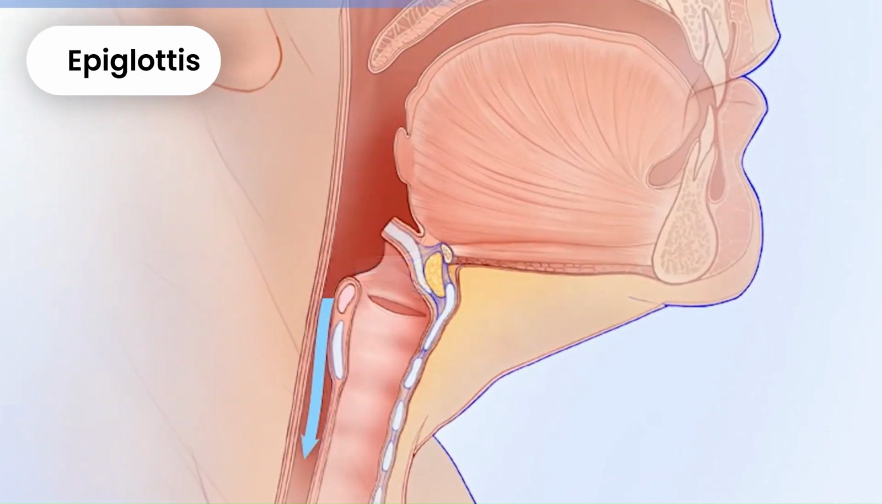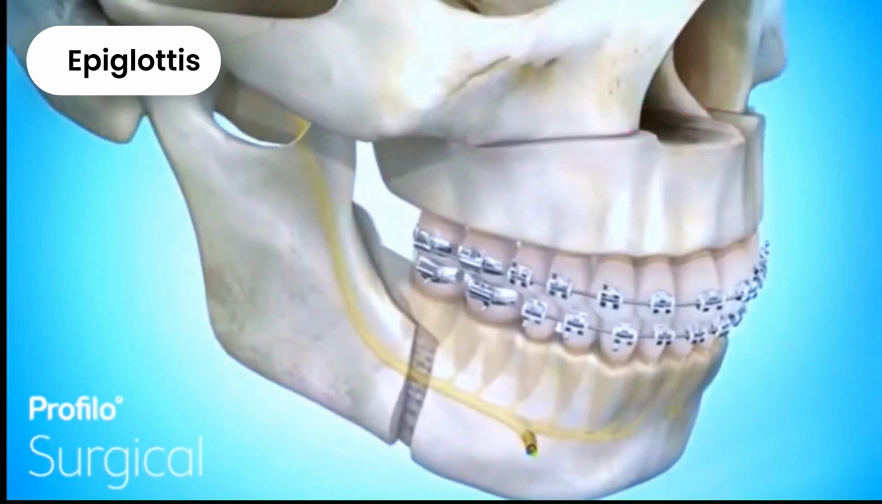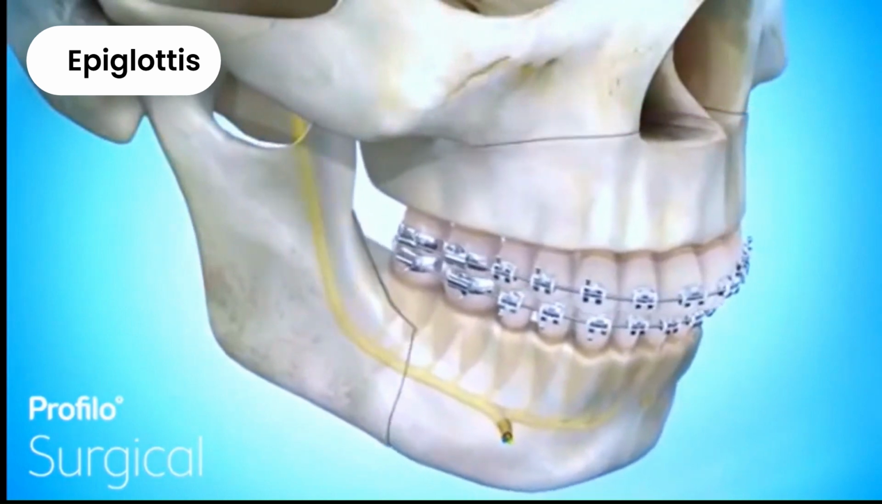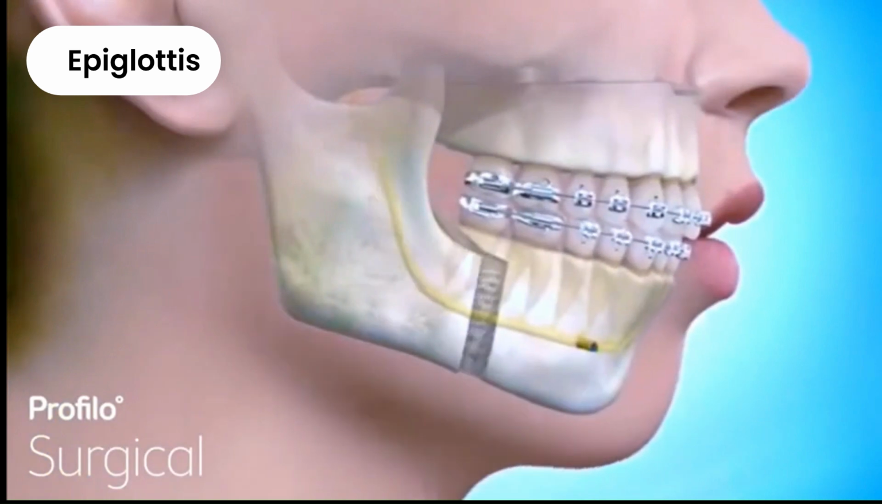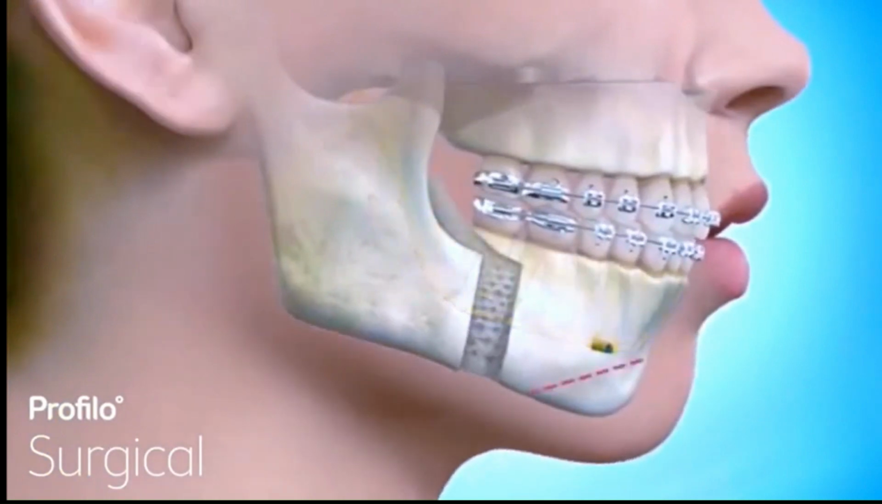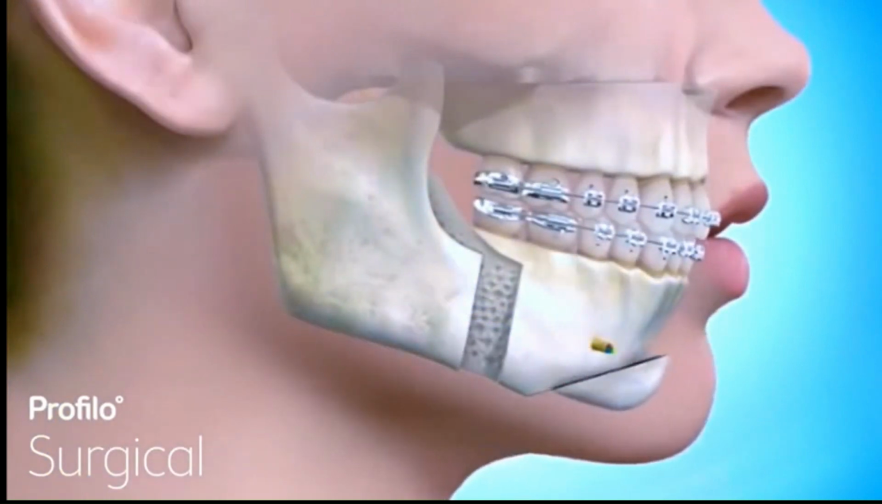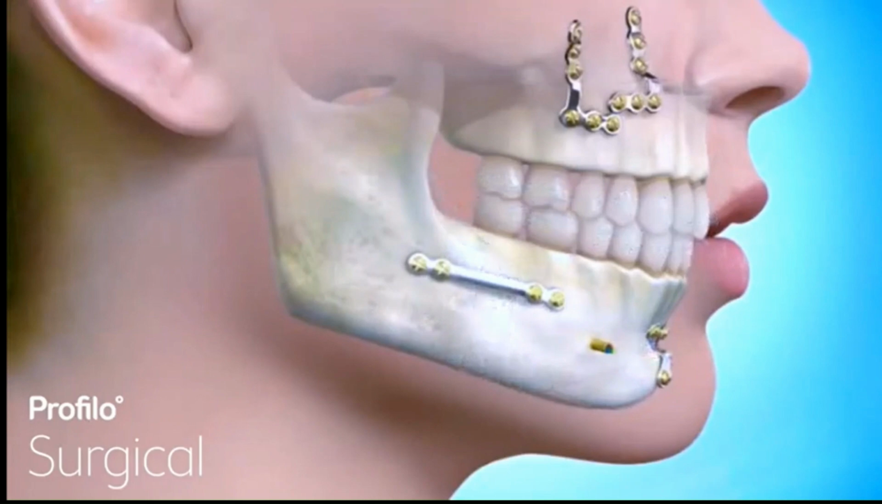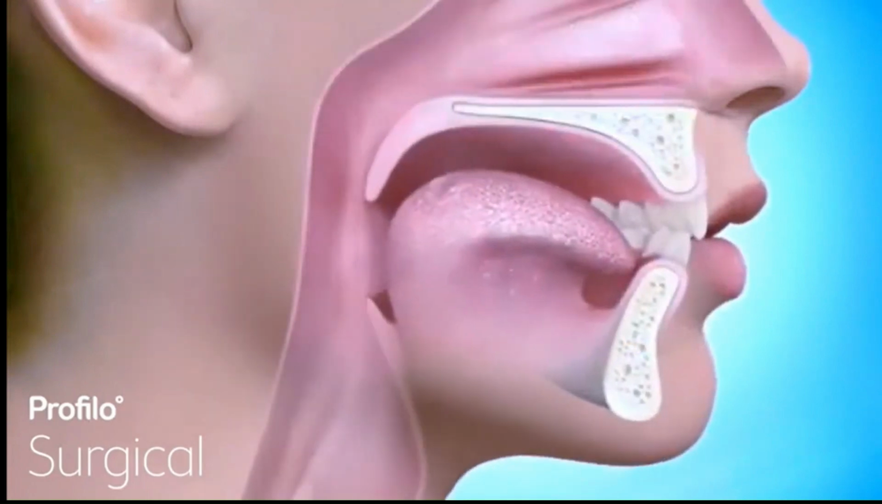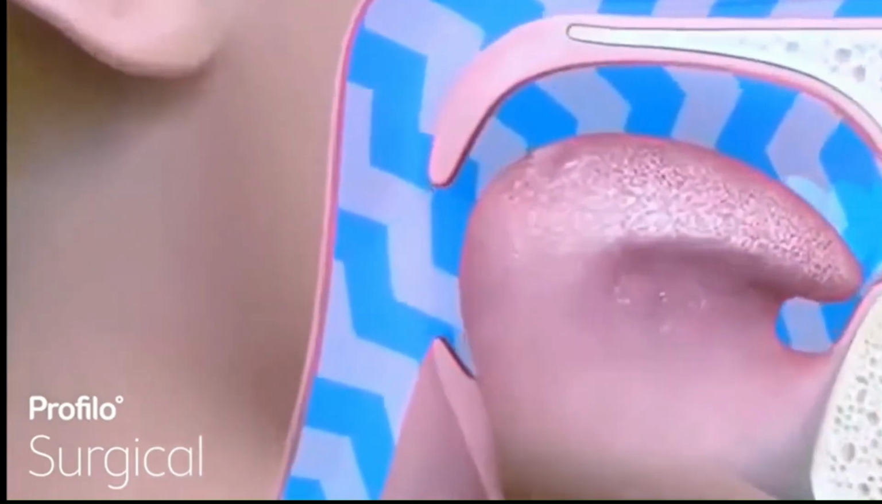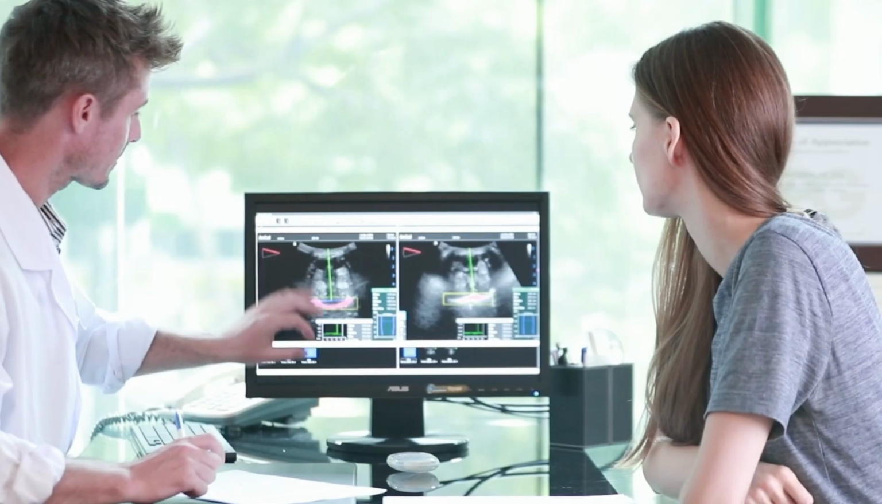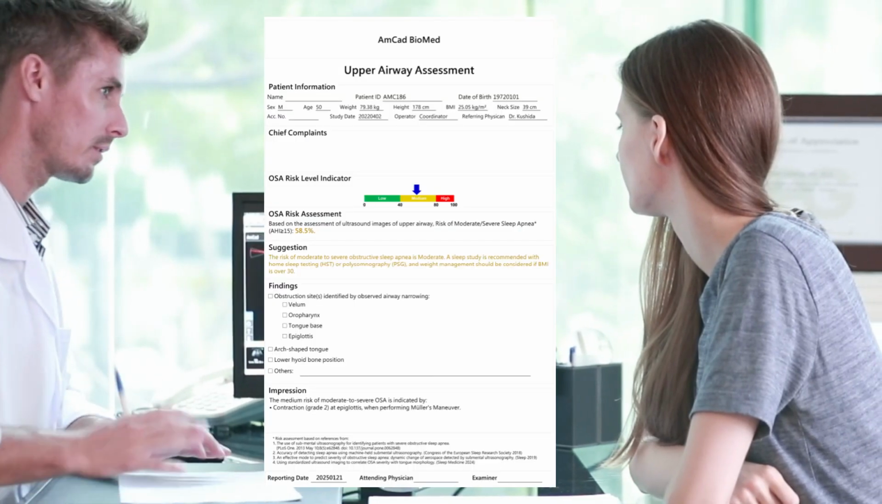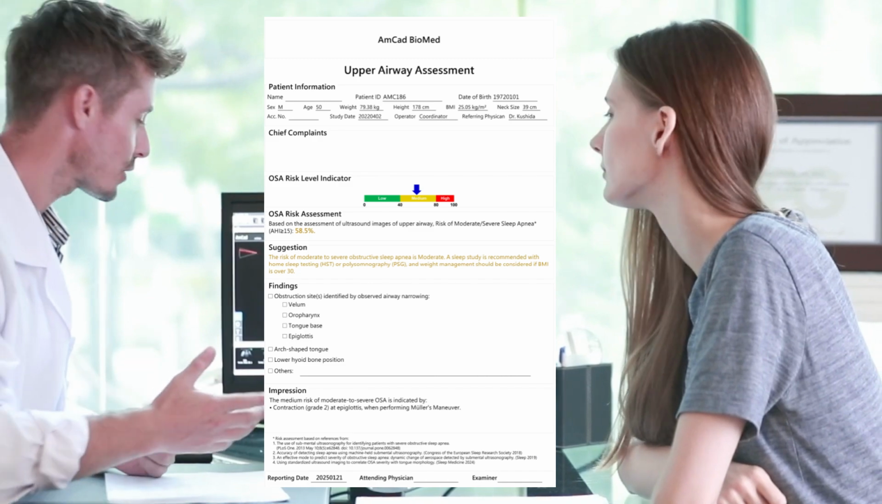In some cases, an oral sleep device or jaw repositioning surgery may also help by increasing airway space and reducing collapse. For patients with multi-level obstruction where several parts of the upper airway collapse, more comprehensive approaches like MMA surgery may be required, as it repositions the jaws to open the airway more broadly and address multiple blockage points at once. The AmCAD-UO report provides more than just a risk score.